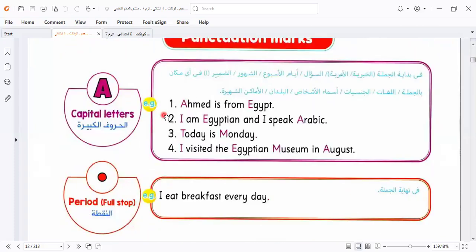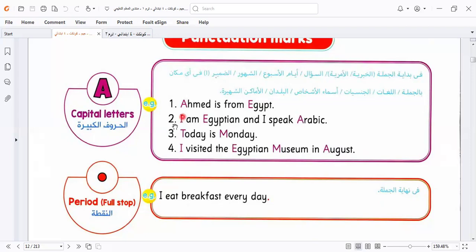Capital letters. When I write a sentence, for example, "Ahmed is from Egypt." Egypt here is the name of a country, so it must be written with a capital letter. Ahmed is a popular name and must be written like this too. And when we start a sentence, it must begin with a capital letter.